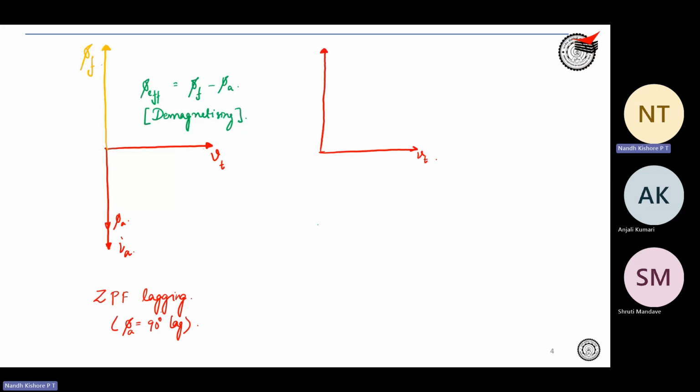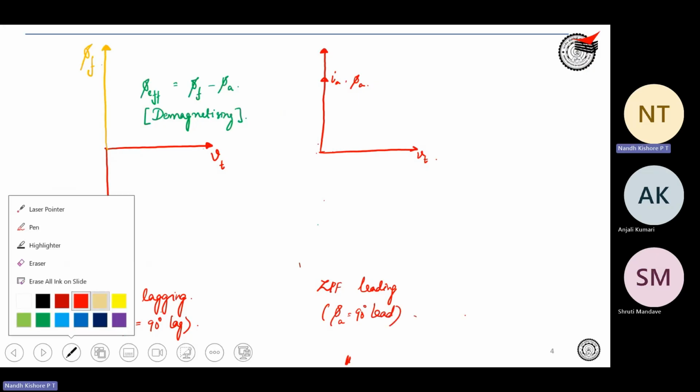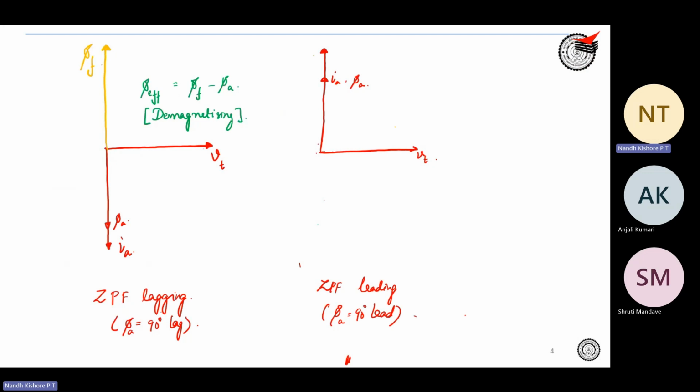Okay, so this is your IA and this is, let's say, your VA. This is your ZPF leading condition. So IA is 90-degree lead. It leads voltage by 90 degrees, and your phi F is something like this.